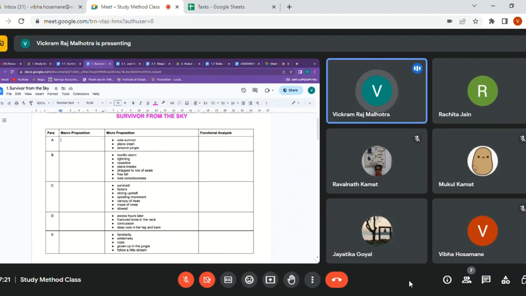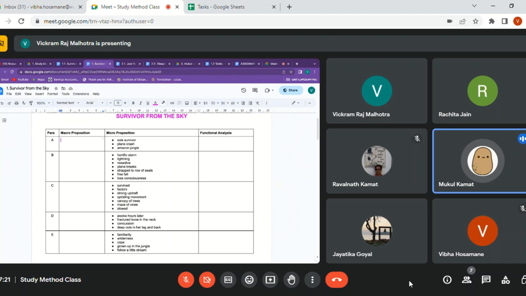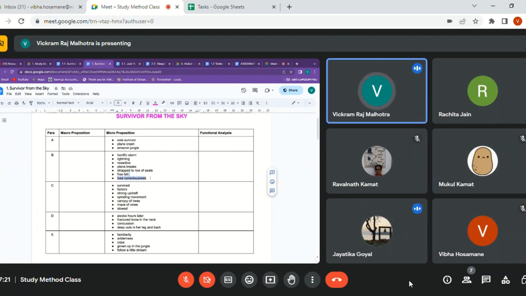So this article was about what? What do you remember from this? When you see soul survivor, plane crash, what does soul survivor mean? What happened in the plane crash? And where did the plane crash? She was the only survivor. She was the only survivor. Let's read the next paragraph point.